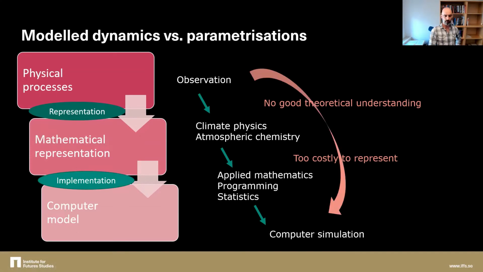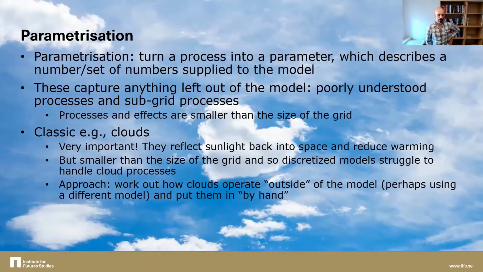And so there's also a kind of shortcut step where you attempt to represent some features of the climate just directly in the computer simulation without going through this kind of ideal theory-based representation in the model. And that's what's called a parameterization. So a parameterization is when you turn a process into a parameter. A parameter is a number or a set of numbers. And they can capture anything that you've left out of the model, either stuff you didn't understand or processes that are too small. So they happen only inside those little grid boxes.